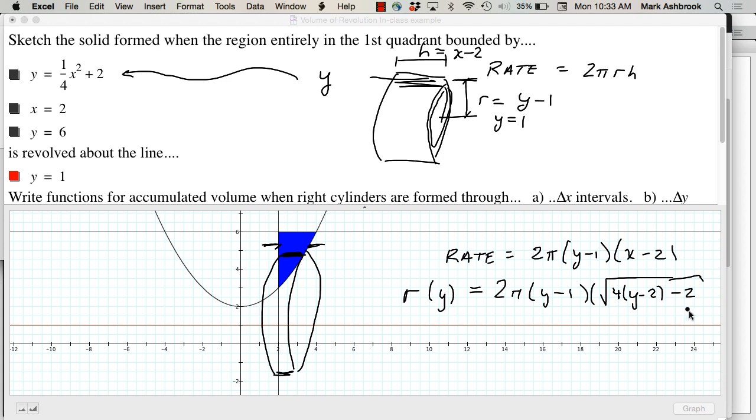Oh, wait. It's not under the square root. Thank you, sorry. That's that minus 2. So there's the rate function. 2 pi times y minus 1 is our radius, which is our change in y. The height is the change in x, which is the x coordinate of the curve, minus this x coordinate, which is always 2. So there's your rate function.